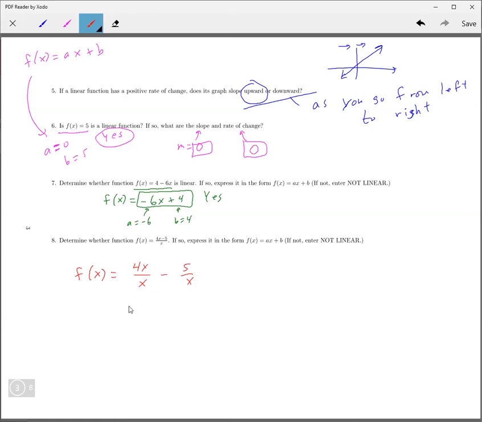And then you can think, okay, the x's are going to cancel here. But you can never get it into this form because it's 5 over x. So the answer here is no. It's not linear. Okay, so you just say not linear. That would be the answer to number 8.